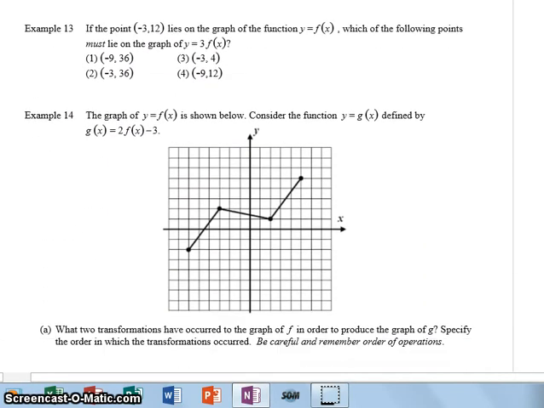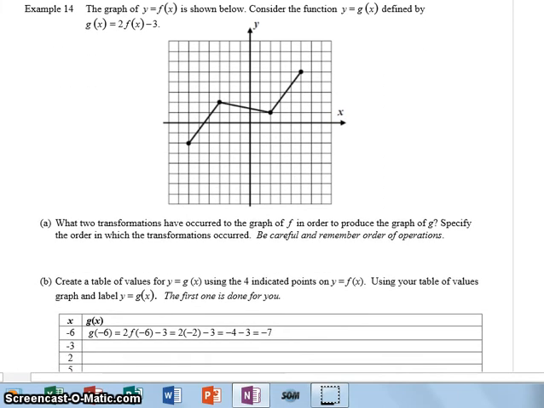All right, example 13. If the point (-3, 12) lies on the graph of the function y equals f of x, which of the following points must lie on the graph of y equals 3 f of x? Okay, so now remember, guys, your y values are changing. So you're really just going to multiply your y. So y values change. And in this case, you're multiplying your y by 3. So up here, 12 times 3 would be 36, so that's why it's choice 2. So x stays the same, but your y is getting multiplied.